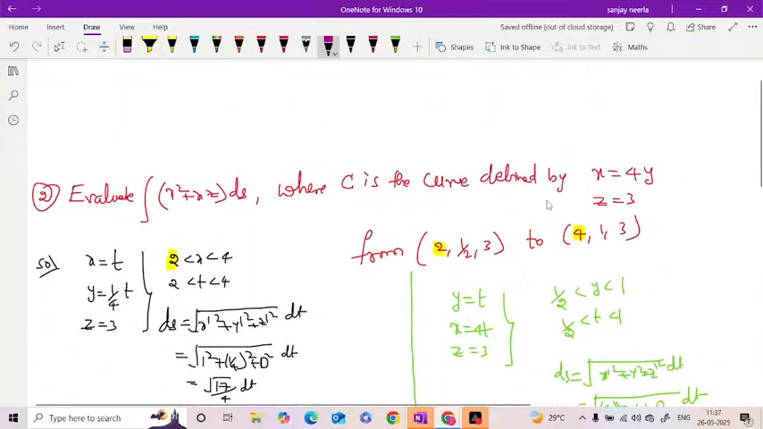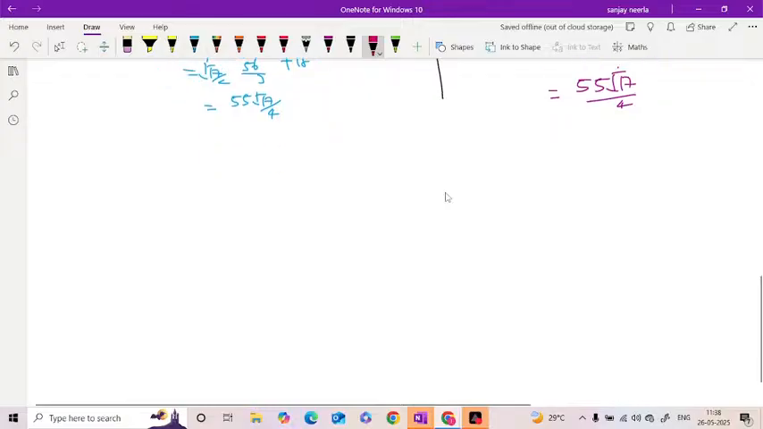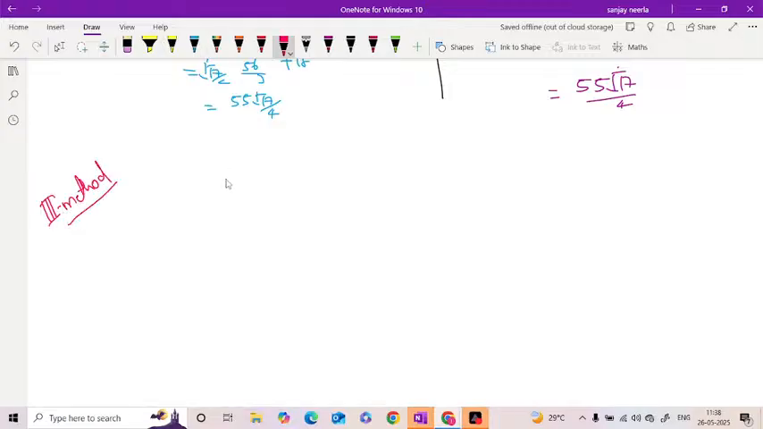Finally the conclusion: you can focus on x or you can focus on y, that is your wish. Or from these points also. What are the points given here? Points are 2, 1 by 2, 3 and 4, 1, 3. This is homework for you. It is the third approach. Now the given points, 2, 1 by 2, 3 and 4, 1, 3. In this one, just write the parametric form.